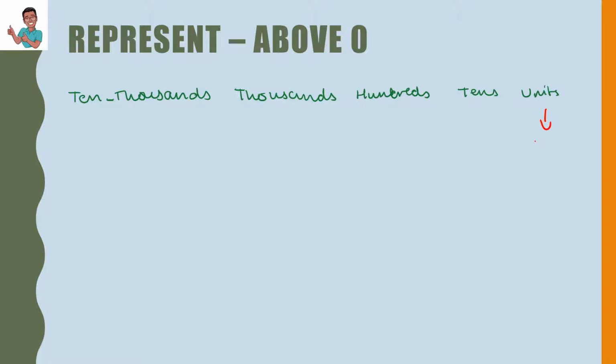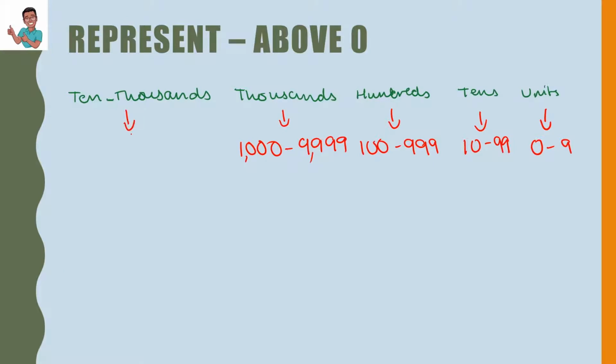Units represent numbers from 0 to 9. Tens represent numbers from 10 to 99. Hundreds represent numbers from 100 to 999. Thousands represent numbers from 1000 to 9999. 10,000s represent numbers from 10,000 to 99,999. Let's have a look at an example.